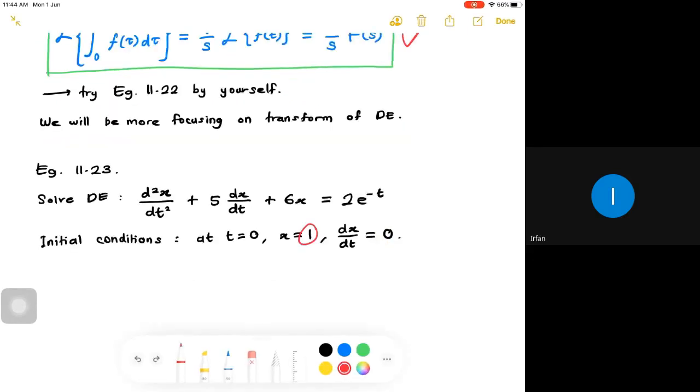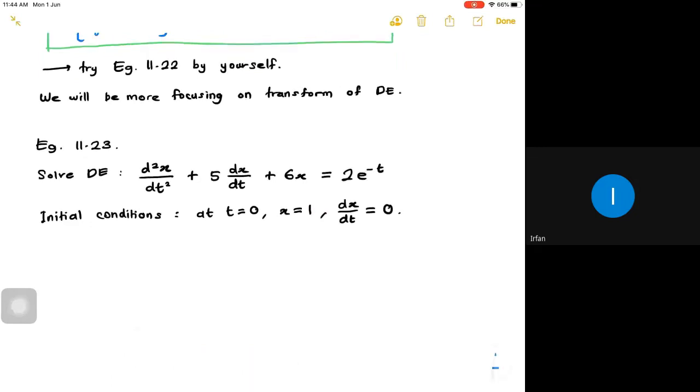So right now I will solve it. Example 11.23. How to transform this differential equation is we can transform it separately. So we transform the d²x/dt², we transform the dx/dt, where the constant we put at the outside, we transform the x, and we also transform the right hand side.